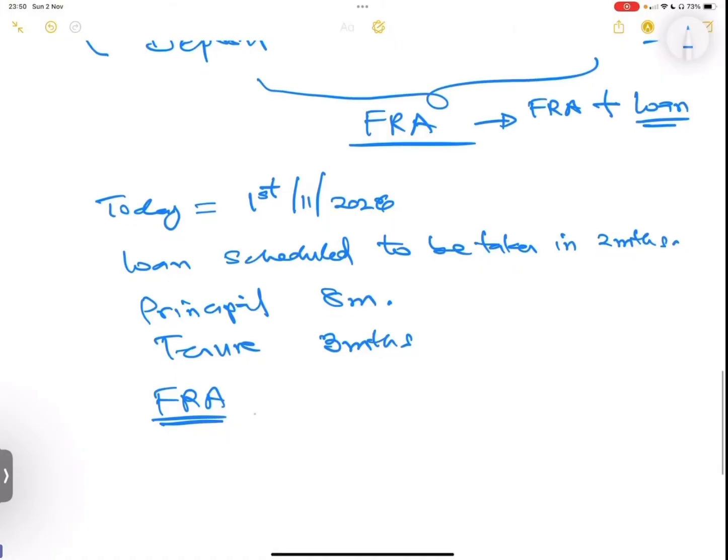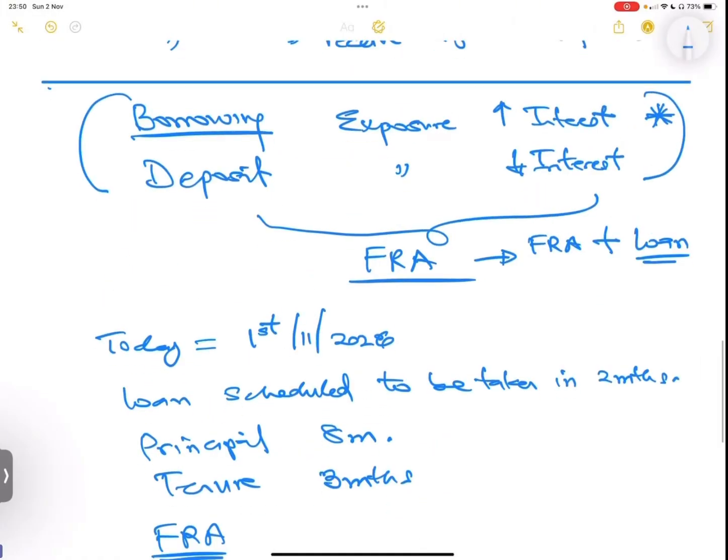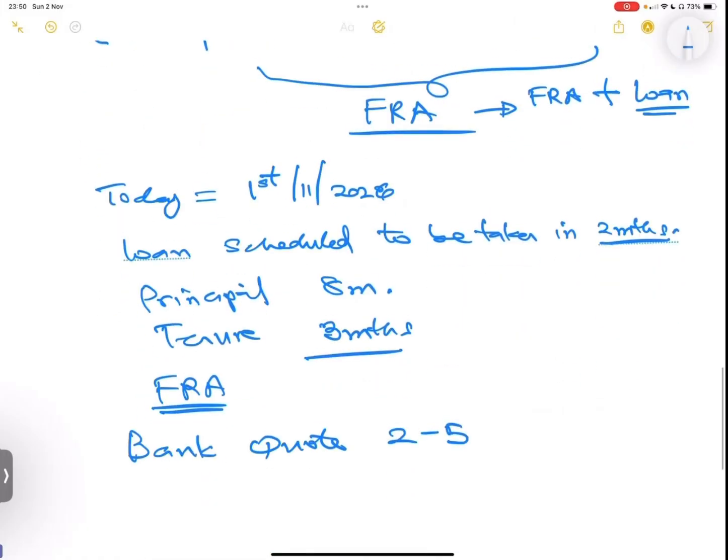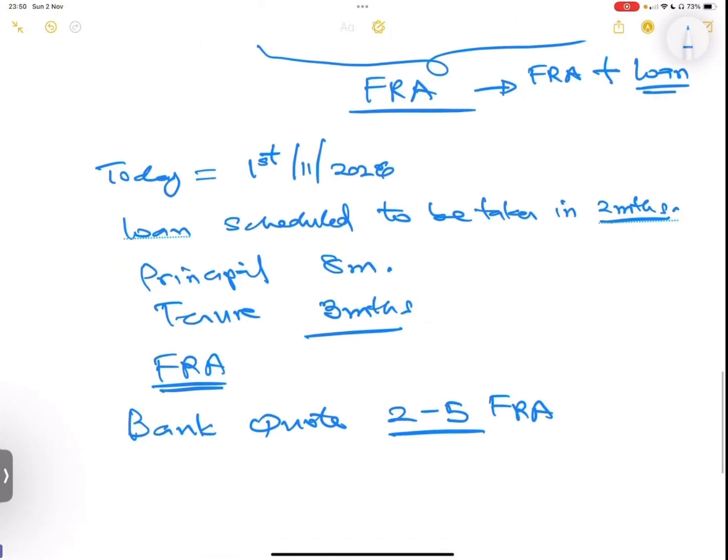Then the next thing is to go and look for quotes. So then the bank quote for FRA, you need to have it. Let's say the bank quote for 2-5, because if you're planning to take this in 2 months, remember, and the tenor is 3 months, the quote will be 2-5 FRA. I hope that is clear. So let's say the quote is given by the bank to be 5 to 4.7%.